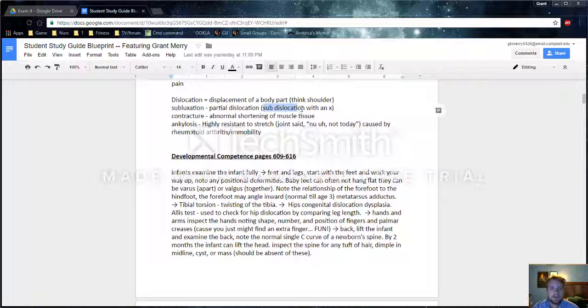Subluxation is partial dislocation. Think of dislocation with an X, subluxation. Contracture is abnormal shortening of muscle tissue. Ankylosis is highly resistant to stretch. Joint said, nuh-uh, not today, buddy. And that's caused by rheumatoid arthritis and immobility.